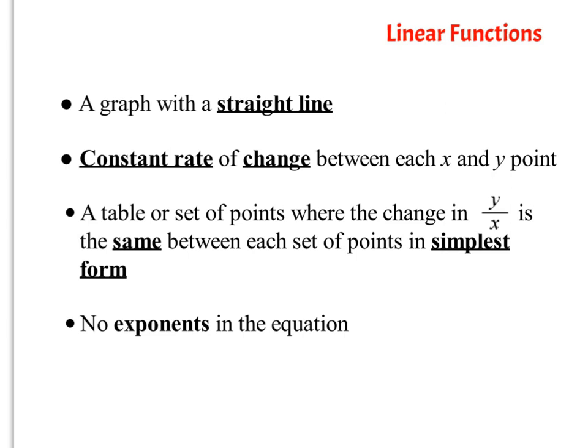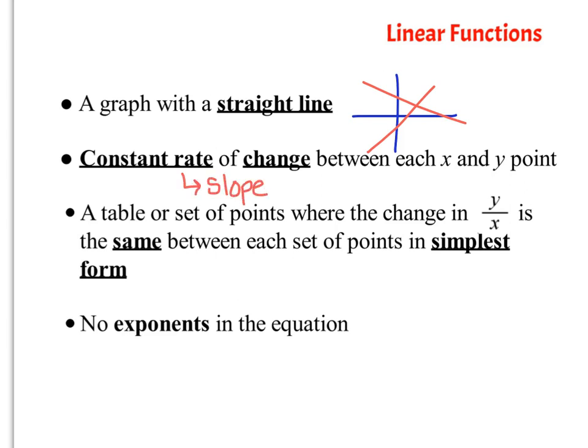So these key points are already in your notes. However, if you want it more recent, feel free to pause it and write this down. A linear graph is a graph that has a straight line. So everything that we've been doing, for the most part thus far, something like this, that's a linear function. A linear function also has a constant rate of change between each x and y point. In other words, constant rate of change is slope.